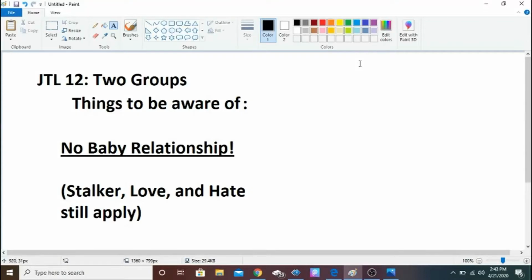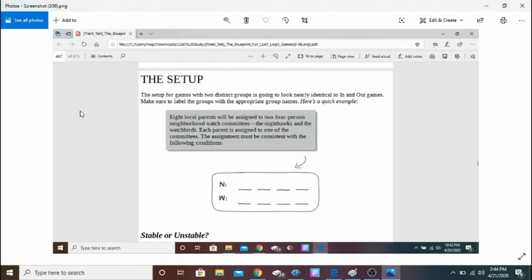Hello. In JTL 12, we'll be discussing the next type of grouping games, the two groups. The stalker, love, and hate relationships still apply, but there will be no "at least one" rule. So the setup is going to be relatively simple and look nearly identical to an in-and-out grouping game, simply because instead of in and out, we'll just have the names of the two groups.